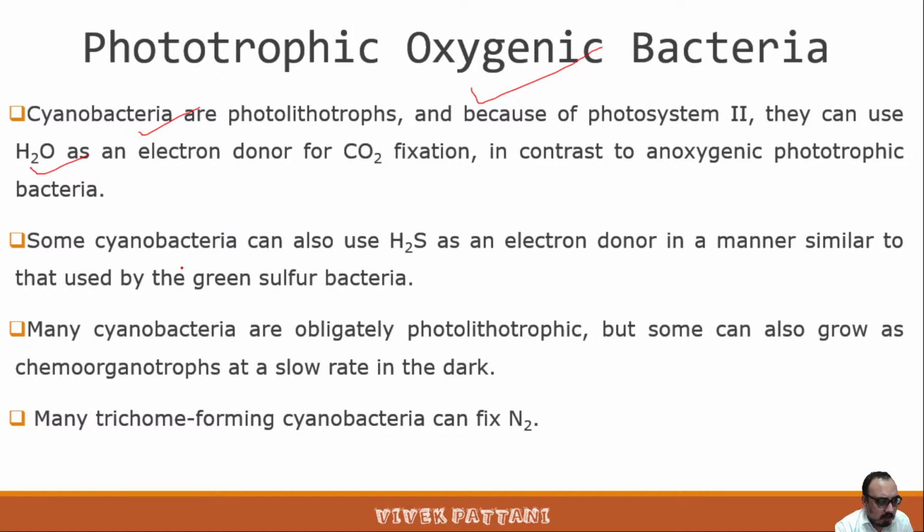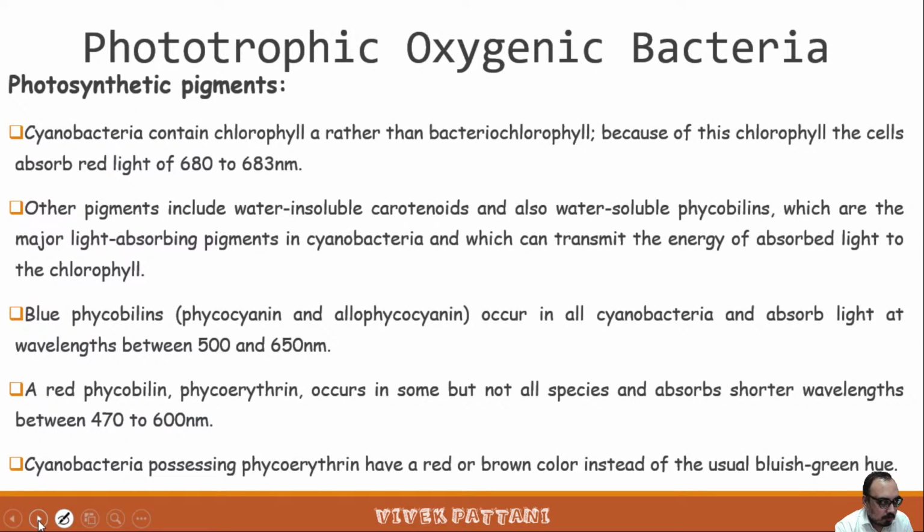Some cyanobacteria can also use hydrogen sulfide as an electron donor, in a manner similar to that used by green sulfur bacteria. Many cyanobacteria are obligately photolithotrophic, but some can grow as chemoorganotrophs at a slow rate in dark conditions. Many trichome forming cyanobacteria can also fix nitrogen. There are various cyanobacteria which have the ability to fix nitrogen.